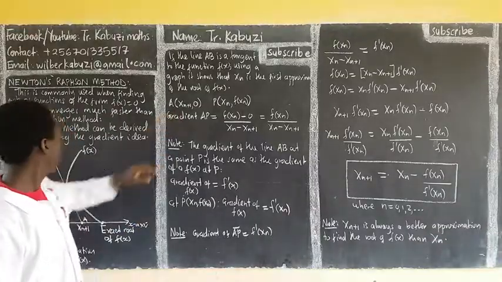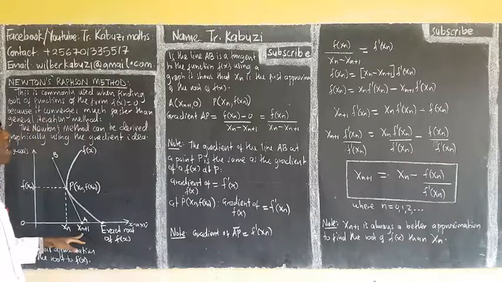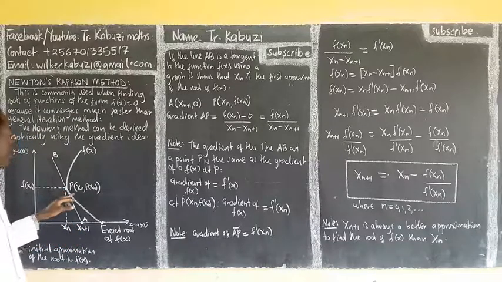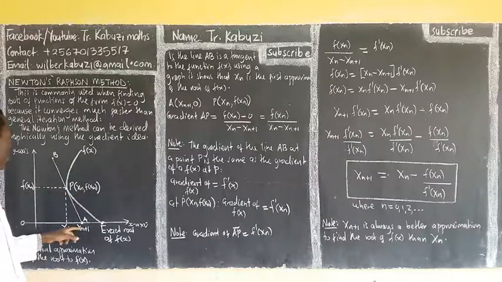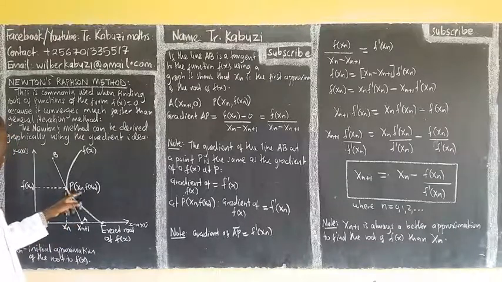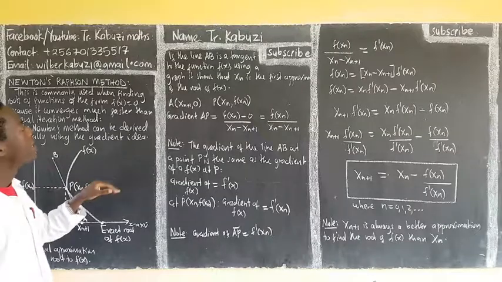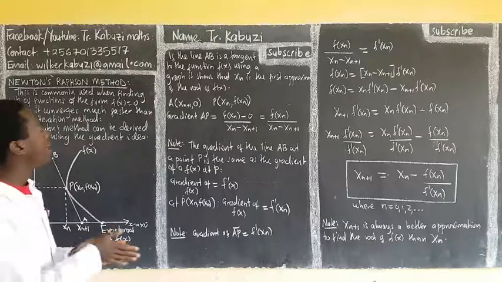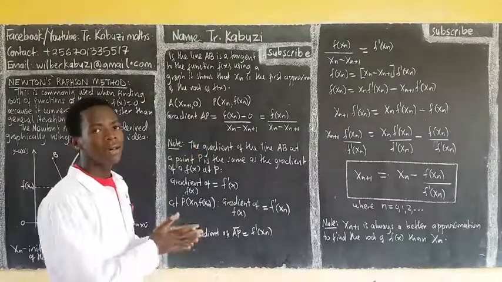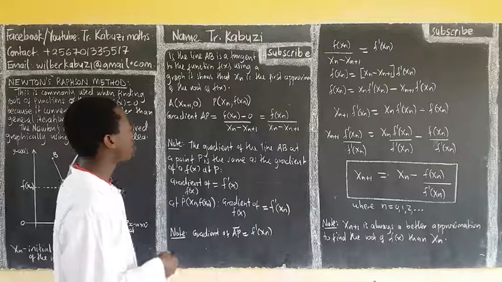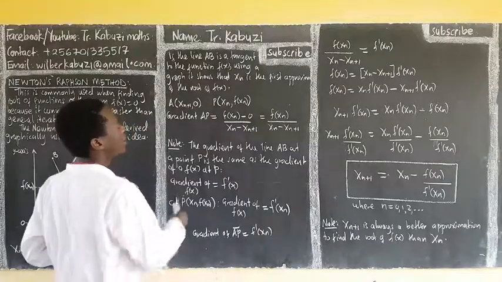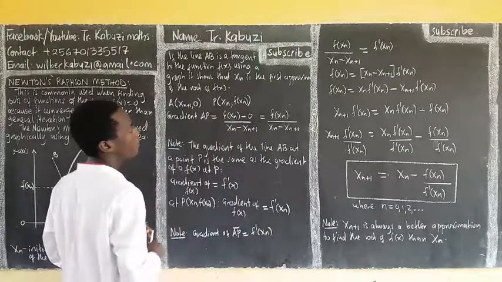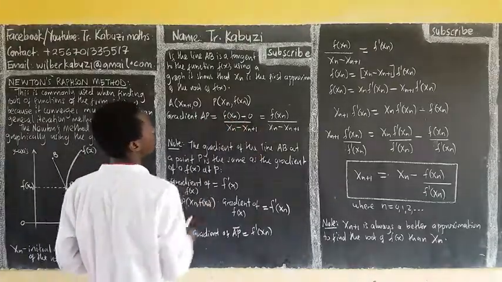Now, this point A here is xn plus 1, and the y coordinate is 0. Then point P is xn, f of xn, because this is the x and this is the y value. So if I get the gradient of AP, it will be the same as the gradient of AB. Getting this, we say it is change in y over change in x. So our change in y is this minus this, and change in x is this minus this. When you simplify this, we get that.